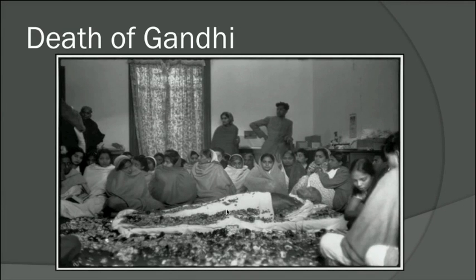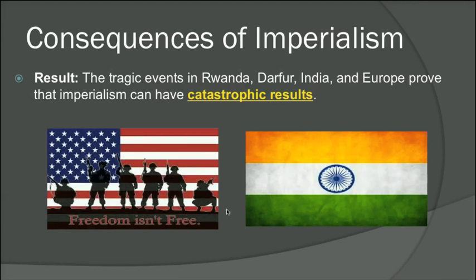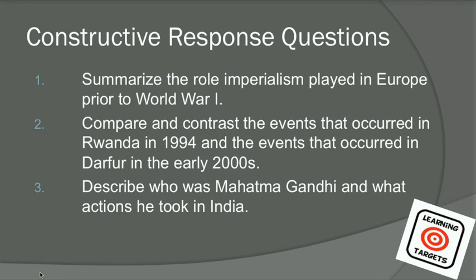So that's going to bring us to the end of our entire lecture here on all four of our stories. So our result is the tragic events in Rwanda, Darfur, India, and Europe with World War I prove that imperialism can really have catastrophic results. So we use those four stories as our consequences of imperialism to really show that imperialism can cause some major world events. I think we've covered that quite well. So, okay, let's finish up this four-part series on the consequences of imperialism by looking at our last question.